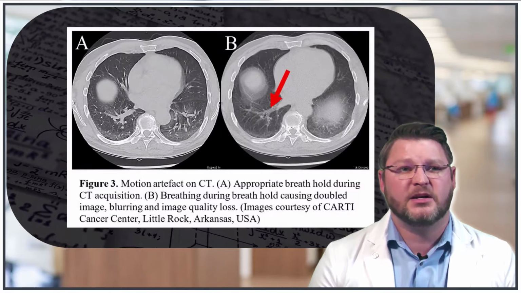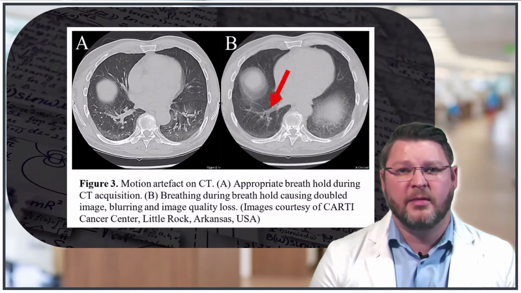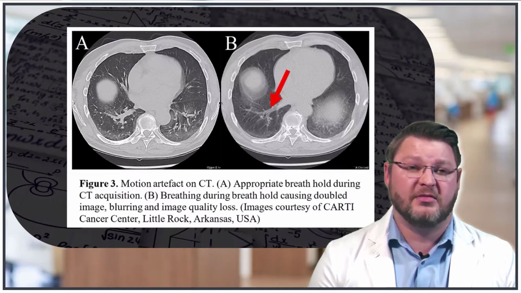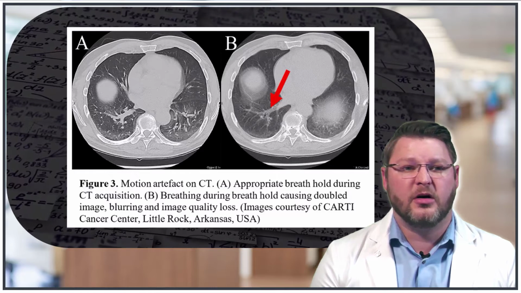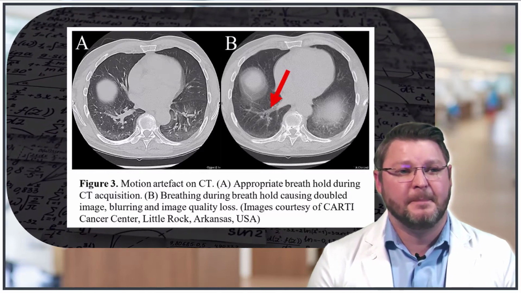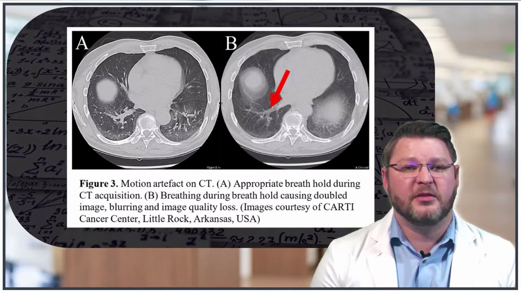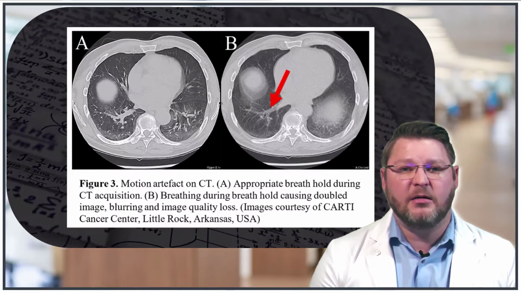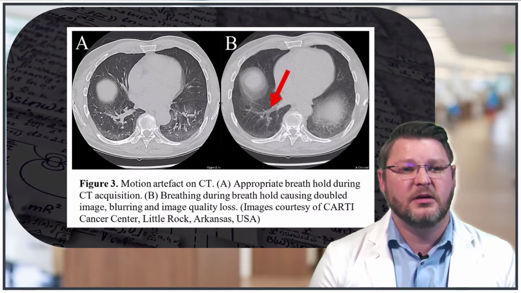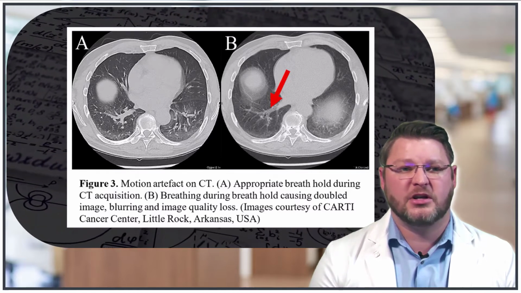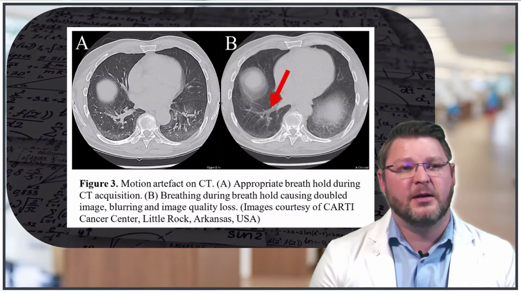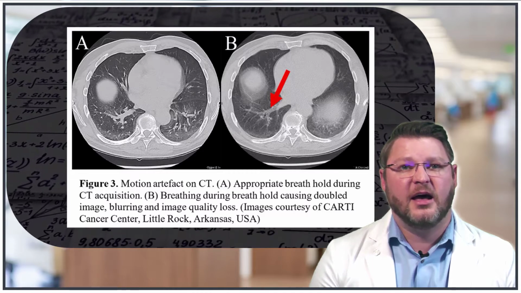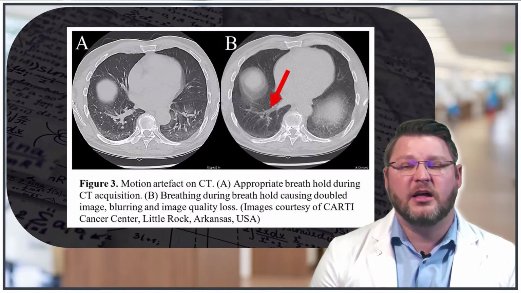Motion artifacts are typically caused by movement of the heart, bowels, lung, voluntary or involuntary movements. The image appears to have a doubled exposure or blurred look with long streaks along contrasted edges. If you look here at figure 3, this is a motion artifact. Image A, appropriate breath hold during CT acquisition. Image B, breathing during acquisition causing doubled imaging, blurred, and image quality loss. Again, if you look at image A, the edges are well defined, and B, all the edges are ill-defined due to breathing or motion artifact.